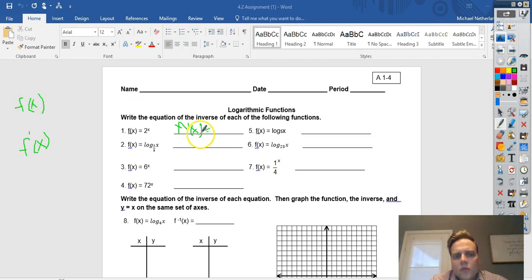So the inverse of 2 raised to the x is the logarithmic function. Since this was exponential, because I have x in the exponent, the inverse of it is a logarithmic function. So you say log. Now, go back to your original function. What is the base of this? 2, right? So the base of your log function is going to be 2. The base stays the base. And then what goes inside the log is the exponent. Bam. That is your inverse.